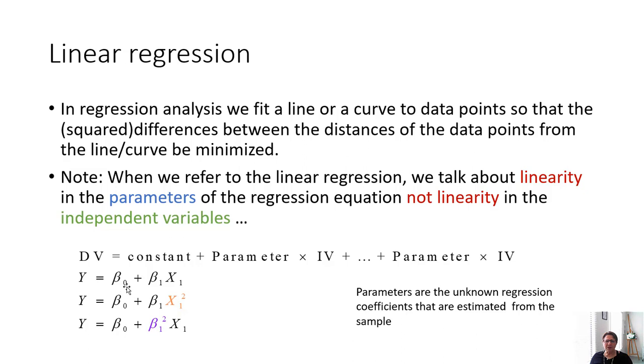For example, beta 0 plus beta 1 x1 or beta 0 plus beta 1 x1 squared is still a linear regression. But if I have beta 1 squared times x1, then we don't have linear regression in here. Parameters are the unknown regression coefficients that are estimated from the sample.